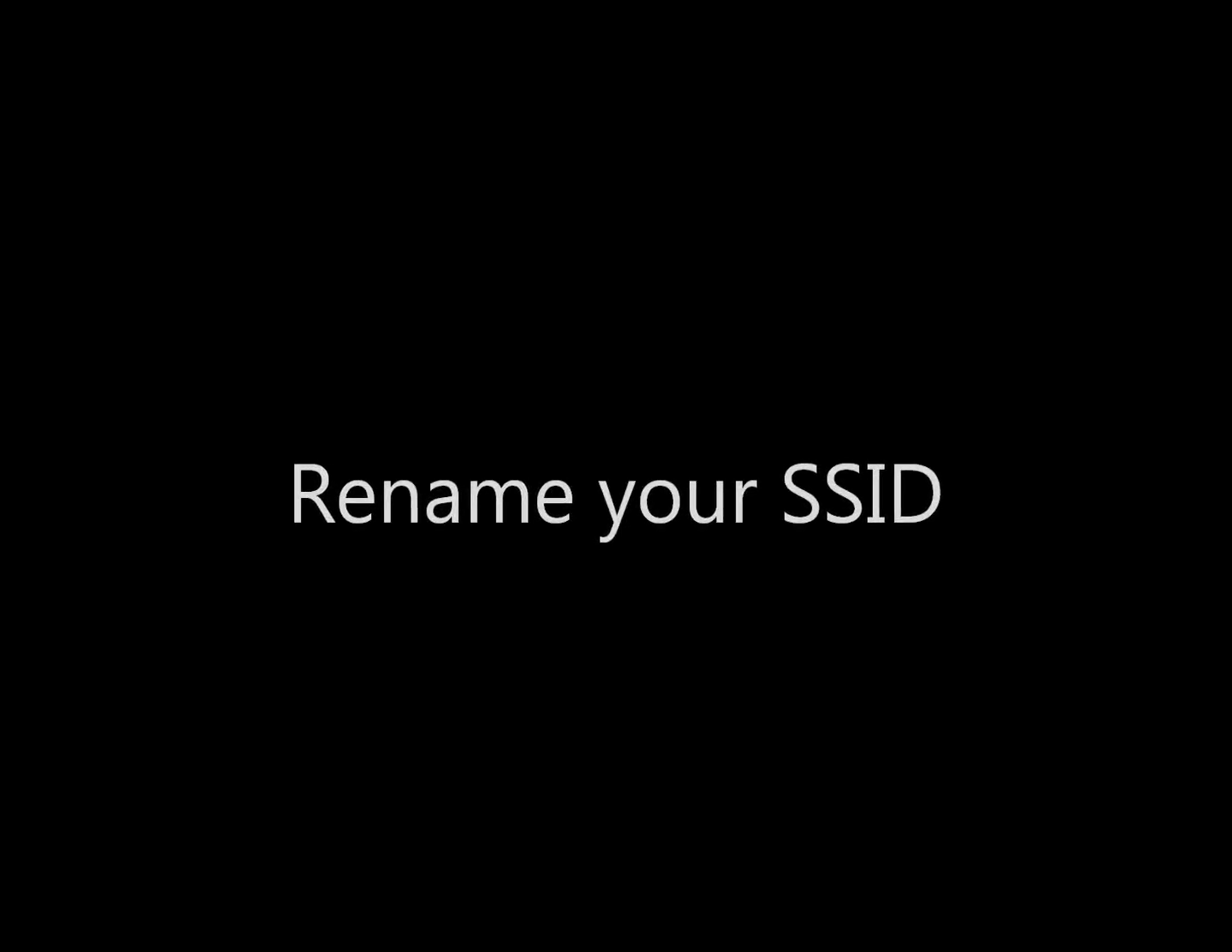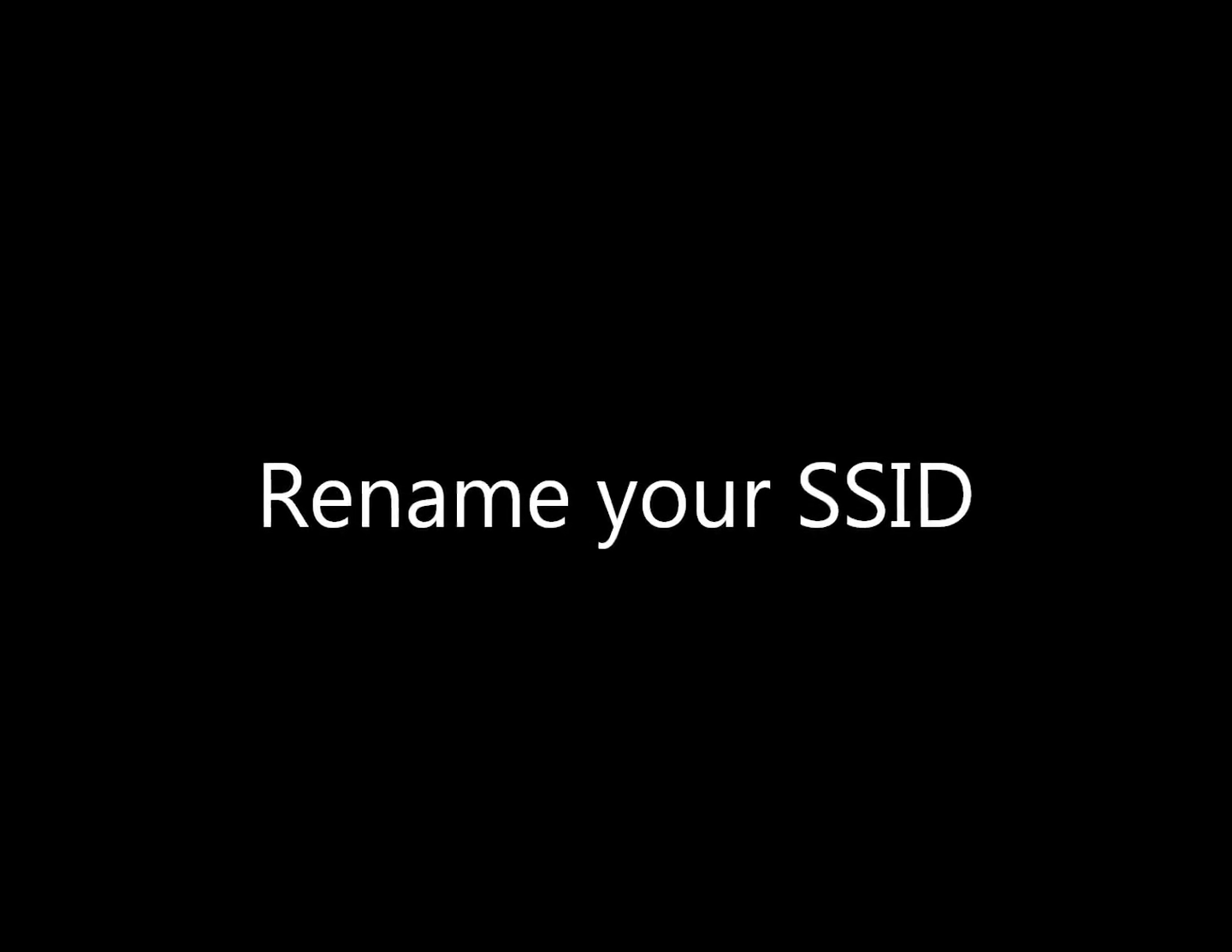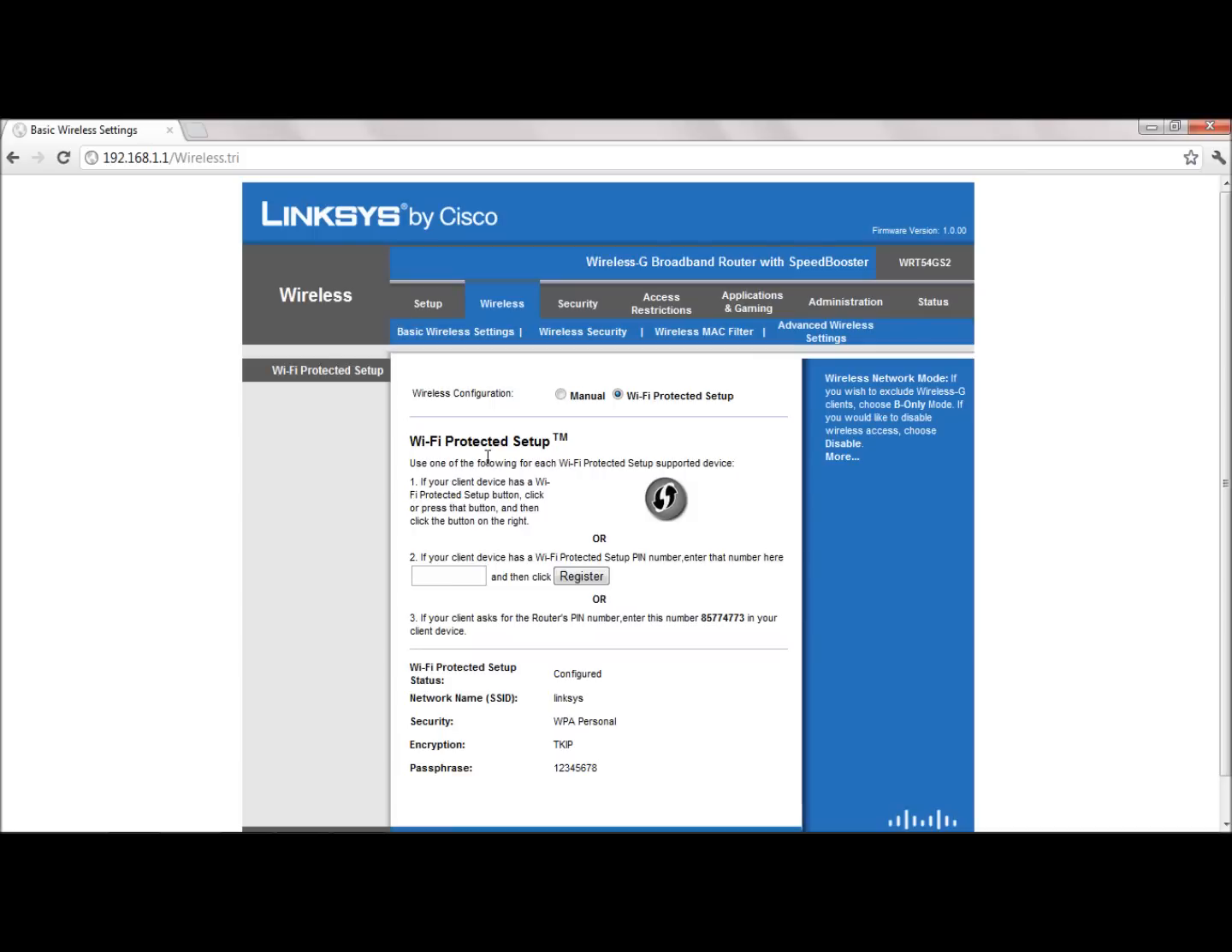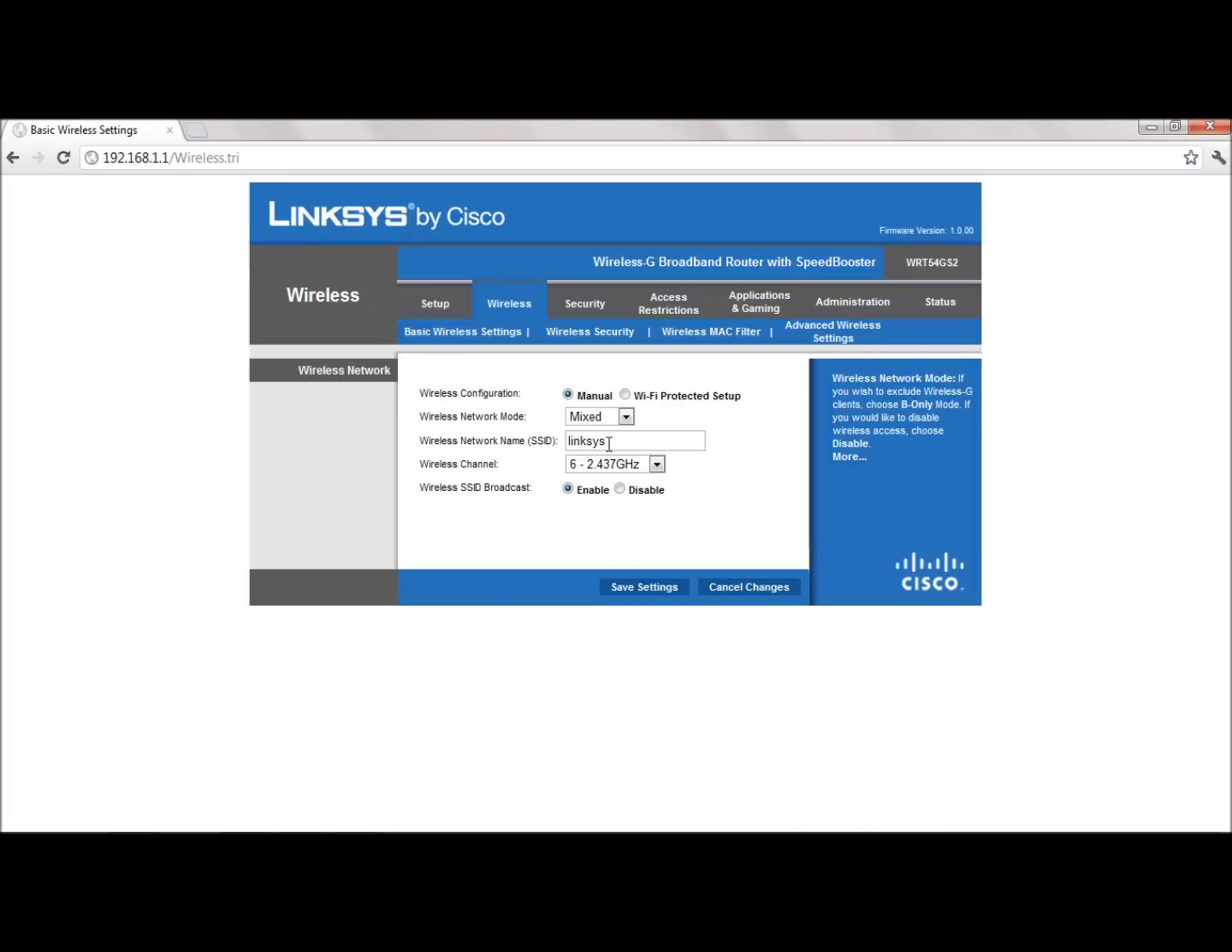The next thing we're going to do is optional. We're going to rename your SSID. This is what distinguishes your wireless from someone else's. So we're going to select manual wireless configuration, and then we're going to change the name. Currently it's Linksys. I'm going to change mine to Monster. You can change it to whatever you like. It's totally up to you and completely customizable. So once we save these settings, I'm just going to double check to make sure that it did change.